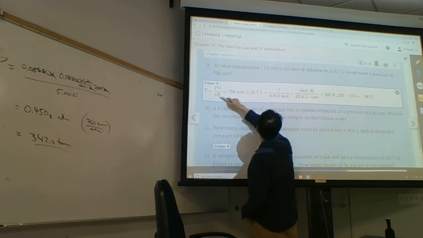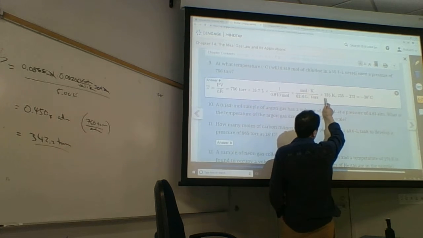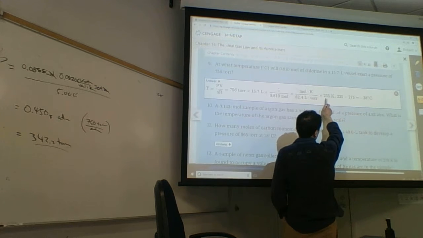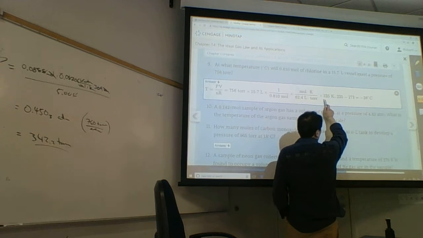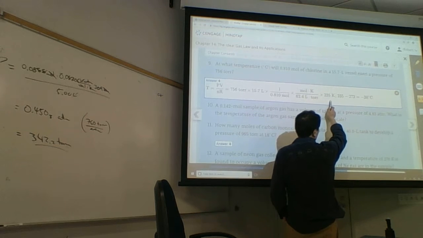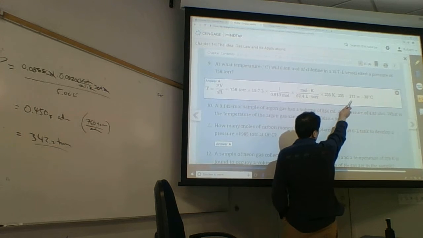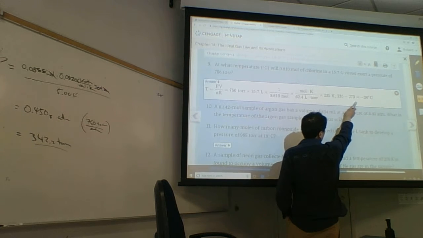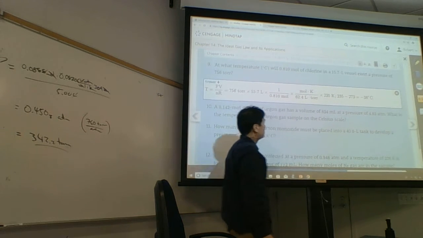R is in the denominator. That gives us, this should be equals, not times, equals 235 Kelvin. To convert Celsius into Kelvin, we add 273. In order to reverse that, we have to subtract 273. So we're going to subtract 273, and we get minus 38 degrees C.